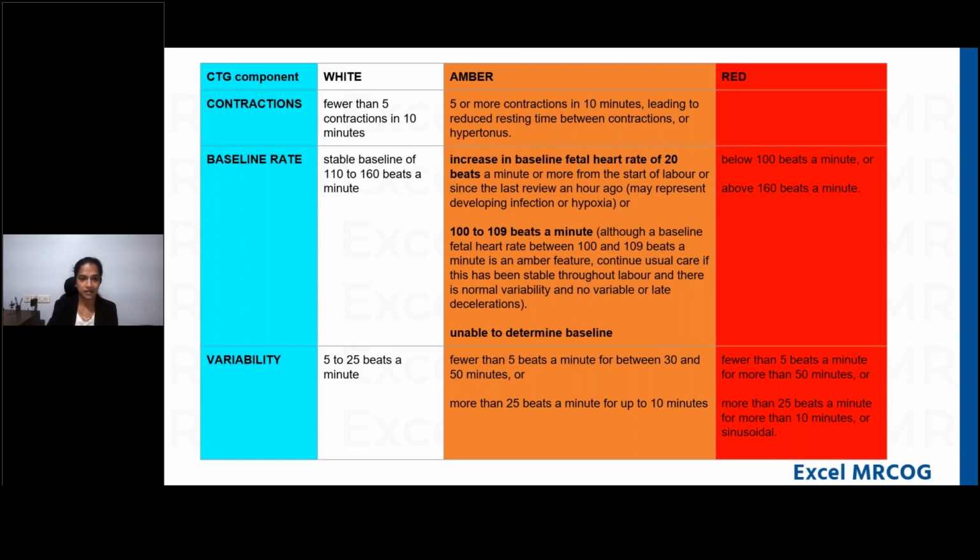Okay, and another amber is when you are unable to determine the baseline. For red, the baseline rate is obviously anything less than 100 or anything more than 160, fetal tachycardia or fetal bradycardia.